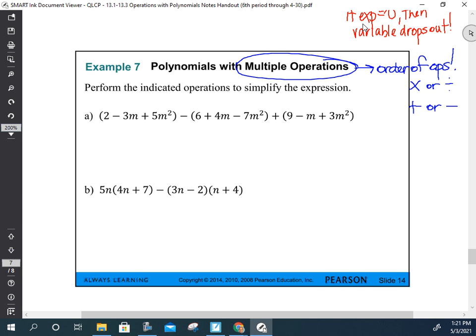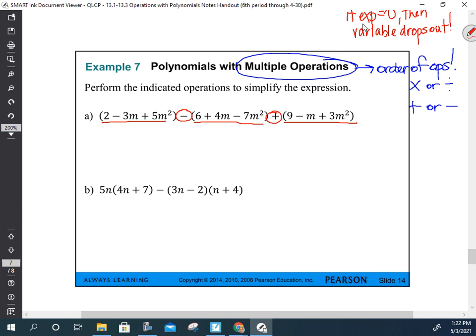So in the case of part A, you have three different expressions. Subtraction and adding are in the midst of it. When you are solving this problem, you still have to go from left to right. So that means the subtraction goes first. So remember your rules for subtraction.